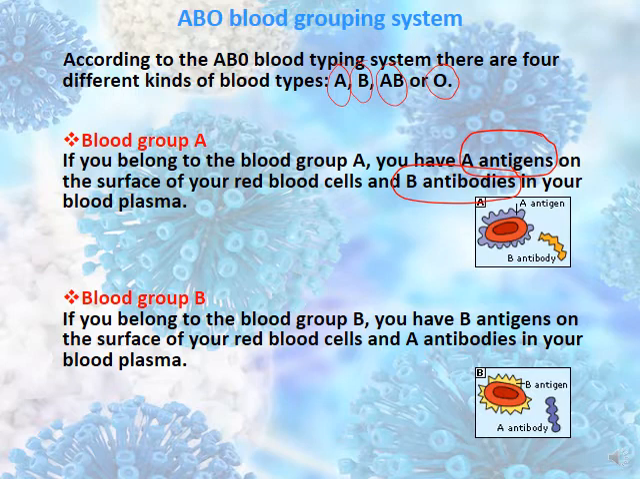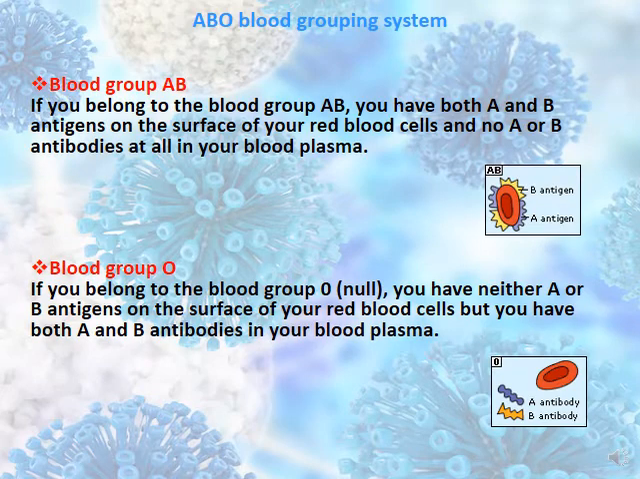While if you are blood group B, then you have B antigens on the surface of the red blood cells, so you have antigen B and antibody A in your blood plasma. So blood group A, as you notice, the antigens are similar to the blood group. Blood group A has antigen A, and the opposite of antigen A is antibody B. While blood group B has antigen B and antibody A. None of the antigens and its corresponding antibody should be present in the same blood group, since if we have antigen A and antibody A within the same group, we will have agglutination.